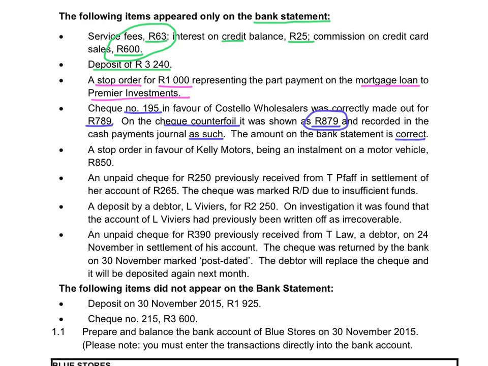So we made a mistake in our cash payments journal. First of all, we have to determine what is the difference between the two amounts. So we will subtract the two amounts from each other to see what is the difference, and that is 90 Rand. Then we decide, is the amount too big or too little? Now, it was shown as 879. It should have been 789. That means we showed 90 Rand too much on the credit side when we recorded this payment. To correct this, we will have to debit the bank now with 90 Rand.